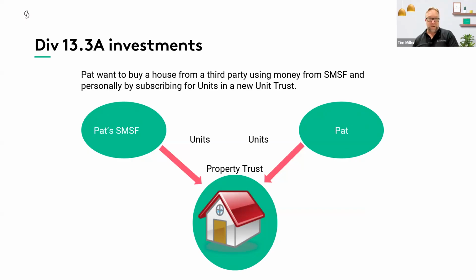So again, let's look at Pat, right? Pat wants to buy a house from a third party using money from a self-managed super fund, and personally, by subscribing for units in a unit trust.